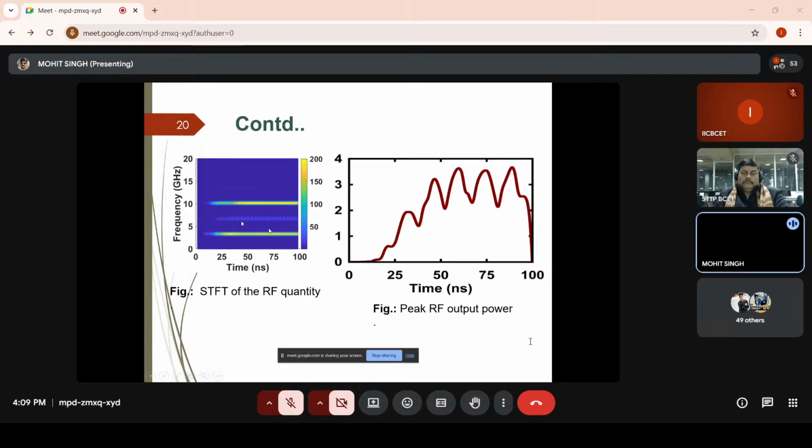It was able to generate the two frequencies of 3.4 gigahertz and 10 gigahertz with a maximum peak power of 3.6 gigawatt, and that will be able to disrupt or destroy electronic circuitry, or be used for an anti-drone system. That is, we are able to generate high power microwave with that device.